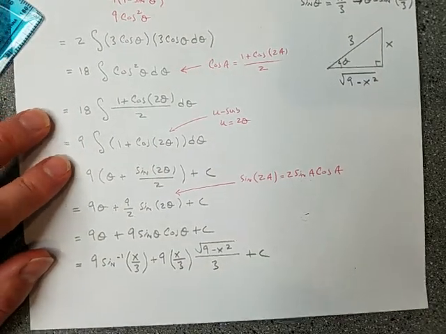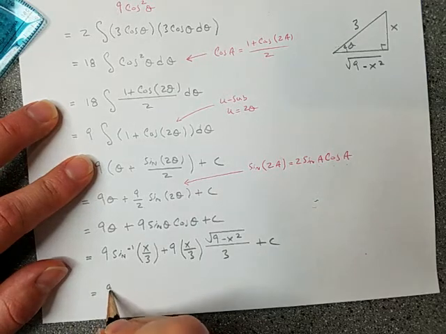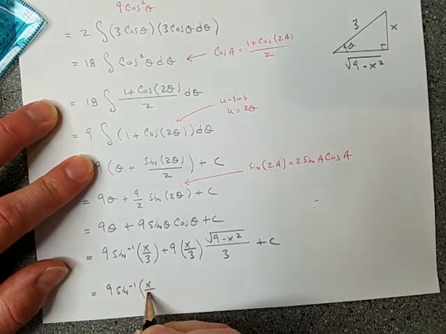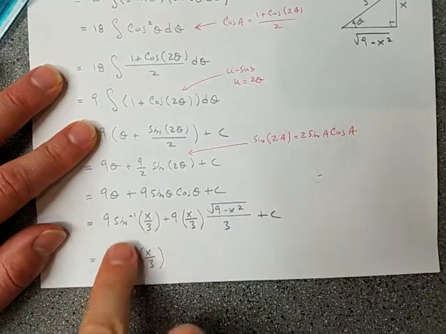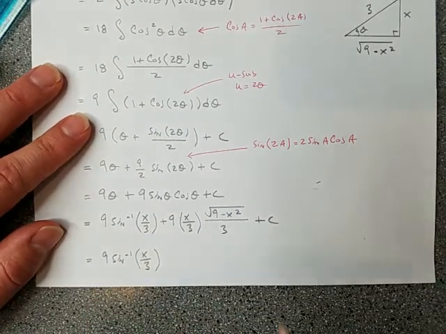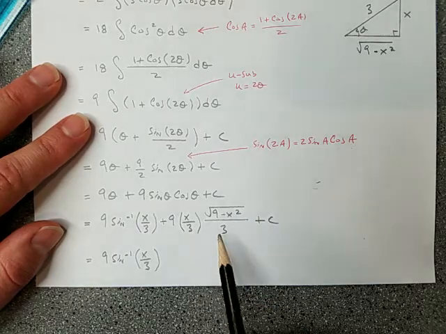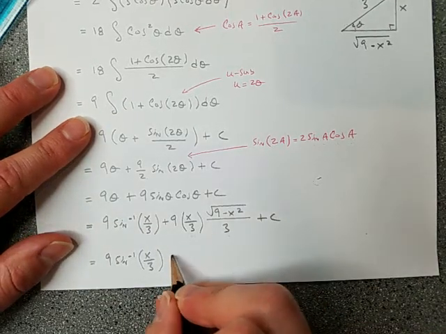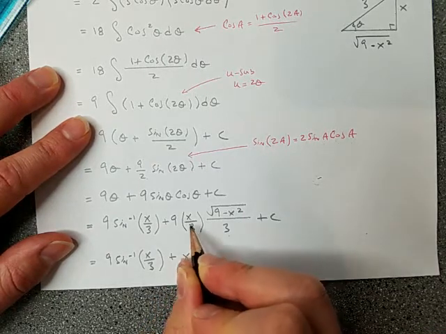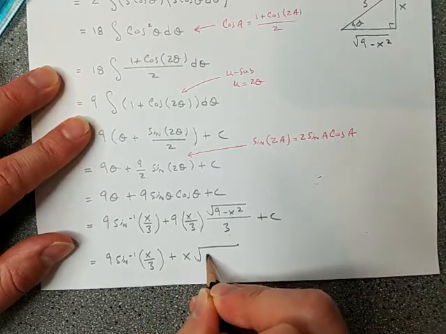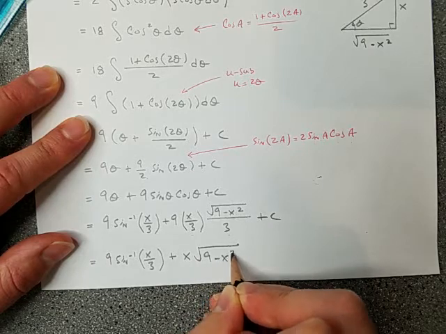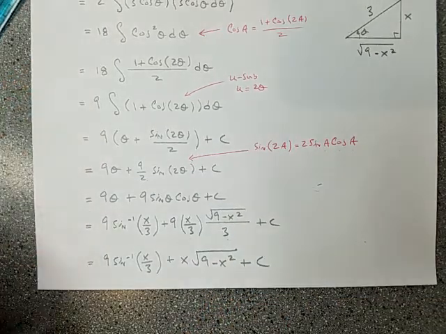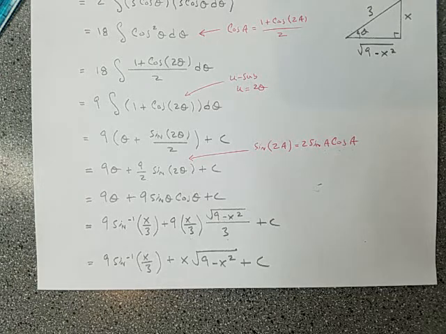Our answer, 9 sine inverse x over 3. Can't do anything to reduce that. Here on bottom, I got 3 and 3. That's 9. I got 9 on top. Those cancel. Plus x root 9 minus x squared plus c. Okay. Finally, I got, like, just at the last minute, I was about to run out of room.